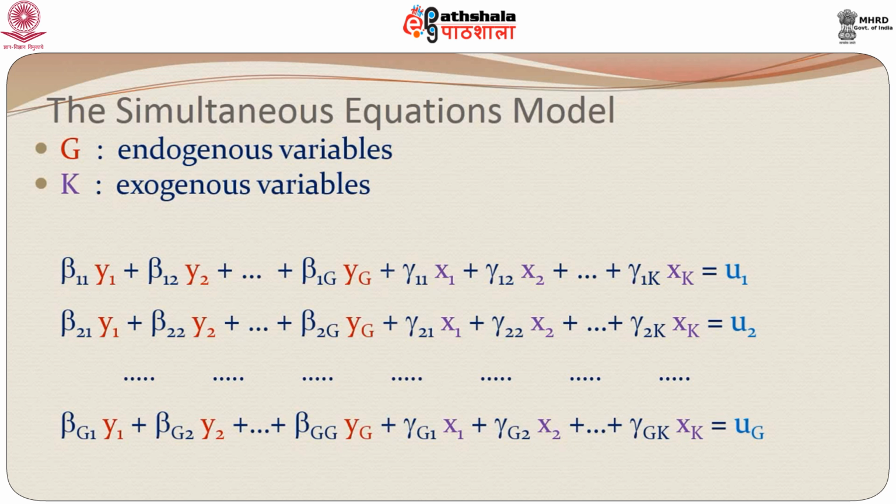Usually, remember, we write the exogenous variables on the right hand side, but in this case we have written everything on the left hand side, and I will explain why we do so as we go along. Now again we have a second equation involving the same y1 to yg endogenous variables and x1 to xk exogenous variables, and we have g such equations.